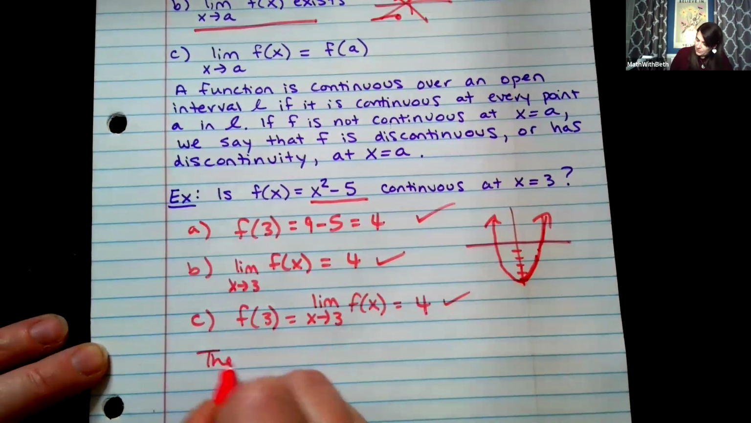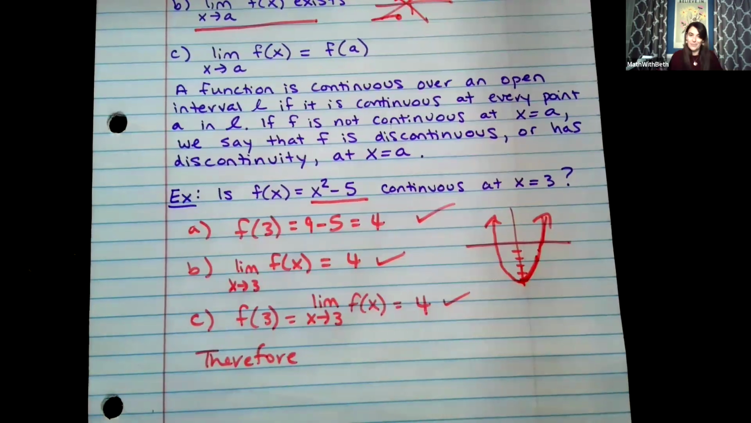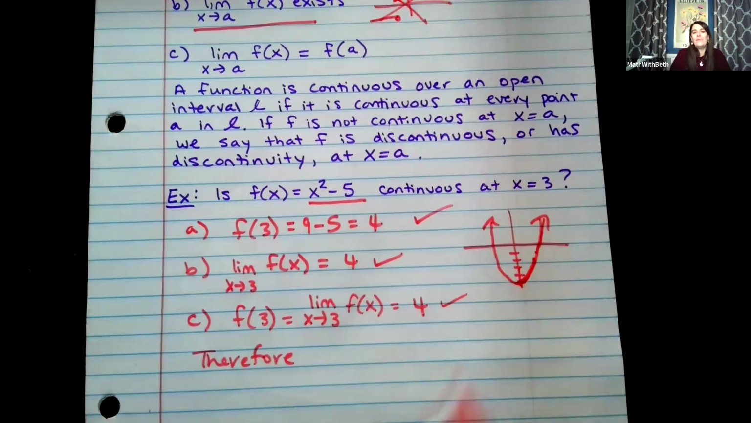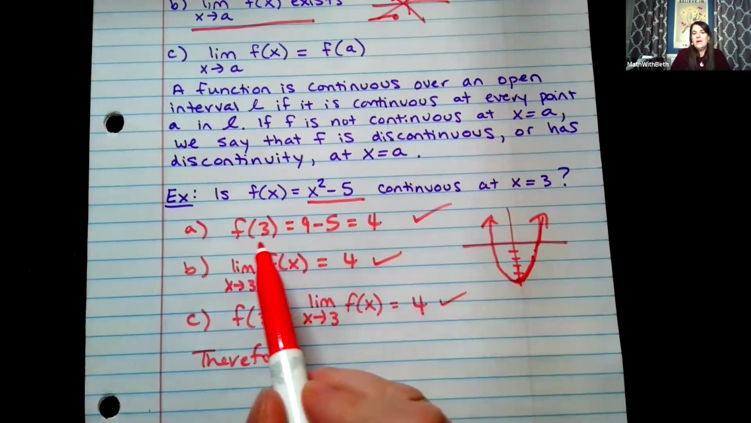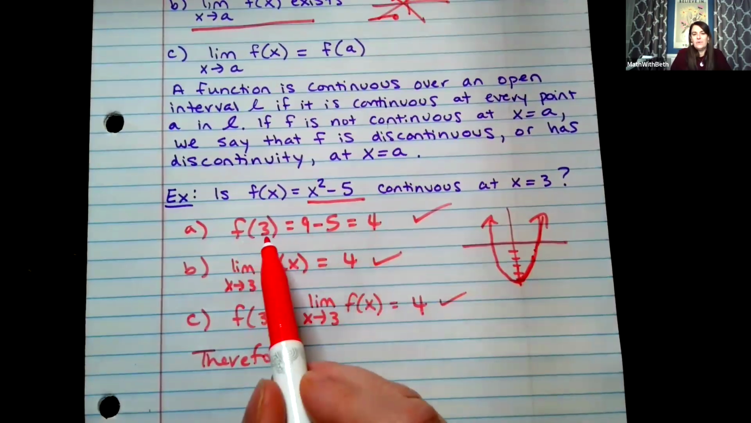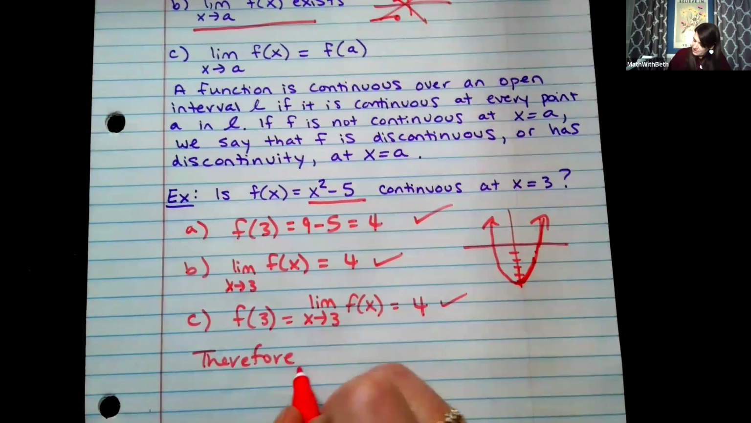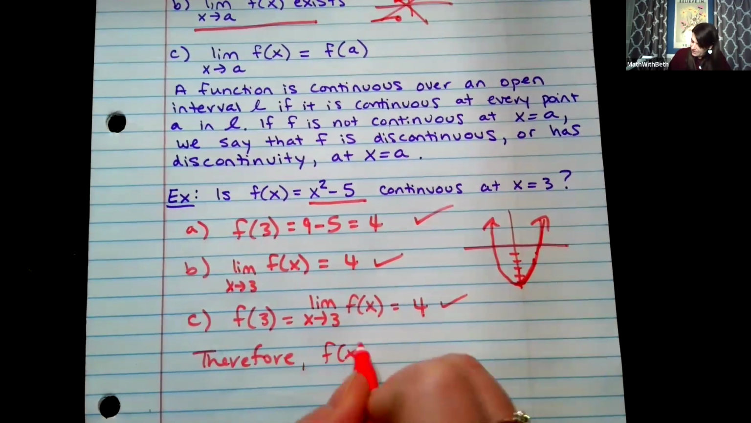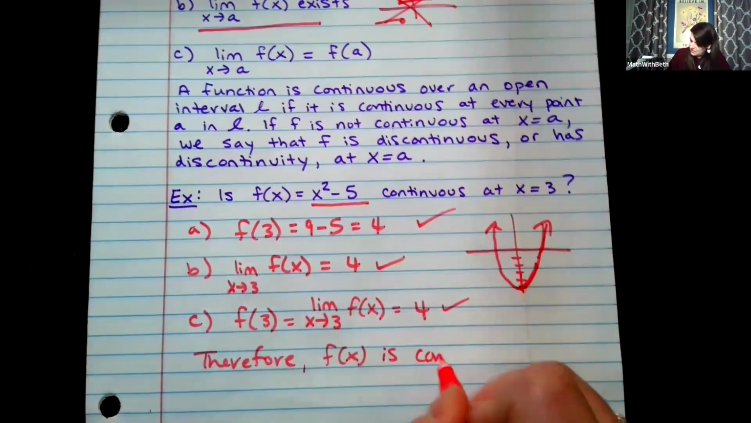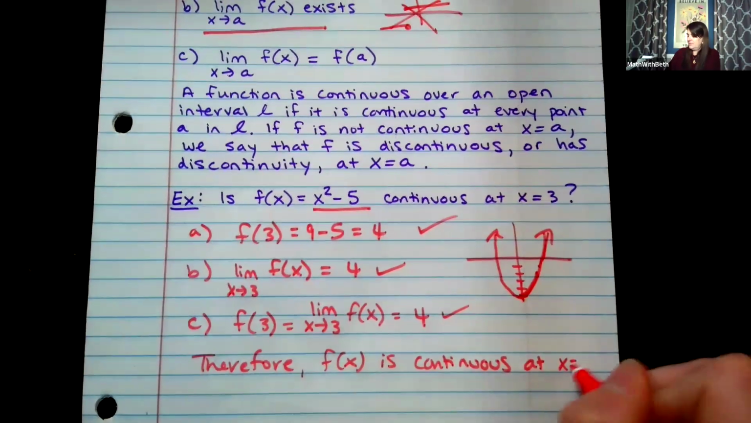So this is where your instructors are probably going to be specific on exact wording. So don't get mad at me if they don't like this wording. Definitely check with your instructor here. But now hopefully you at least understand what we're doing here: proving that the function exists at 3, that the limit also exists at 3, and that those two things equal each other. So therefore, f of x is continuous at x equals 3.